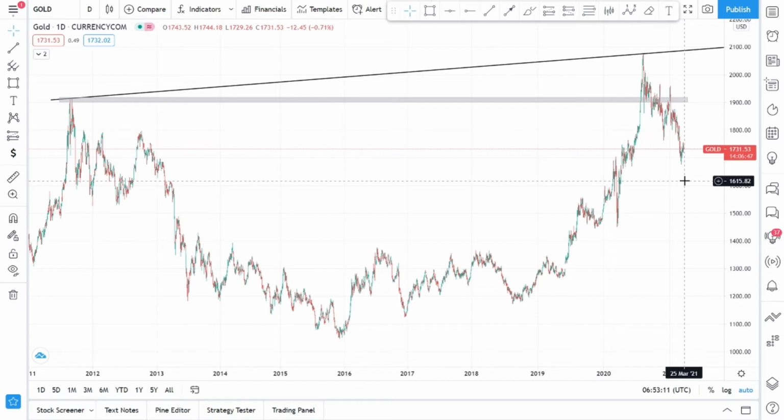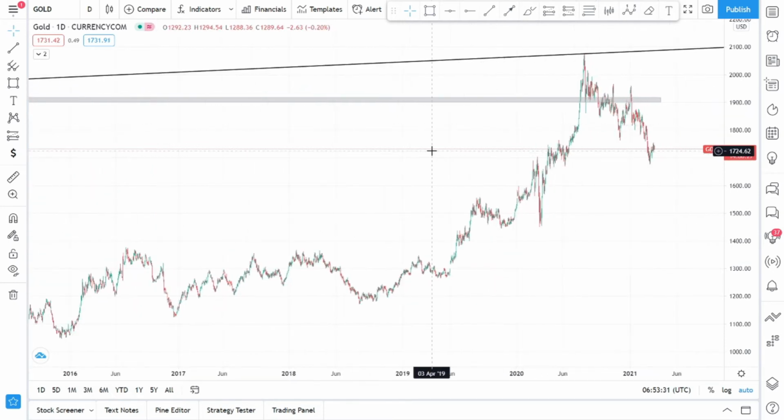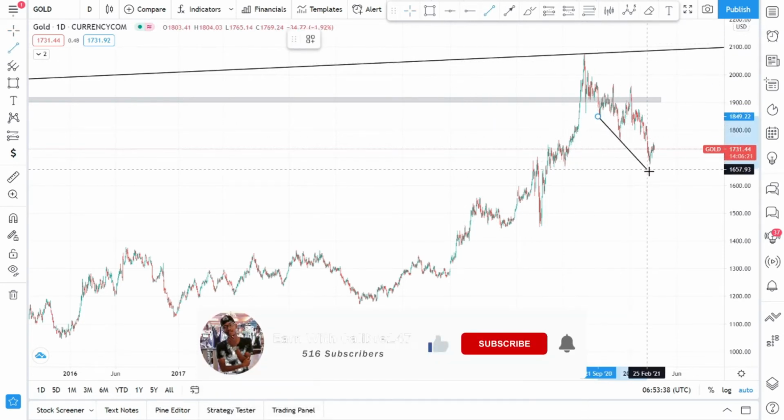So we are overall on a selling market right now, and nothing is going to stop gold from selling potentially to the nearest support. Can be this one, that one, or that one, but the nearest one in this case is this one. So let's analyze and see whether we can make profits from gold, or it's just one of those choppy markets.